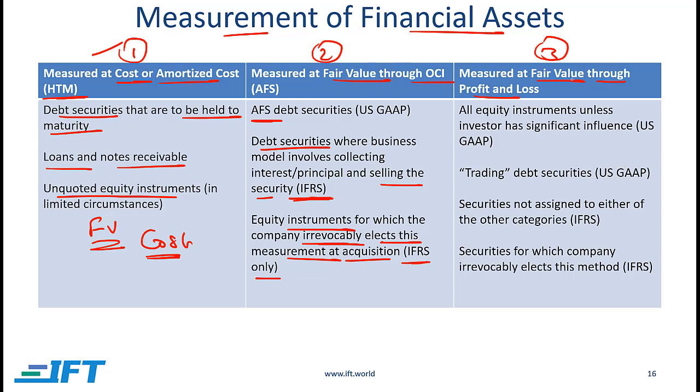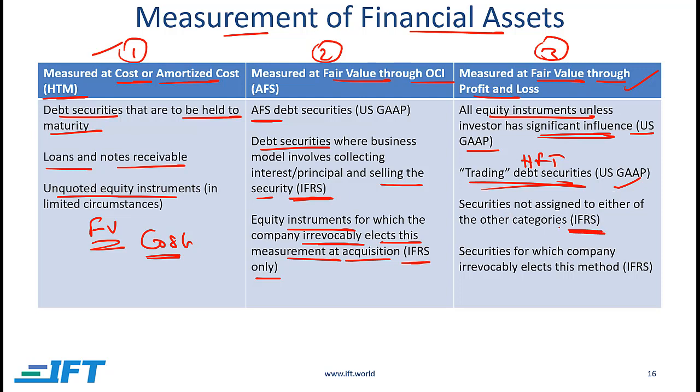Then we have measured at fair value through profit and loss. All equity instruments need to be measured this way under US GAAP. The exception here is equity instruments where the investor has significant influence. For this, a different method is used, but we discussed that method at level 2. Trading debt securities are also measured using this method. Here you might hear the term held for trading. So if we buy debt securities with the intent of trading or selling, then this method is used.